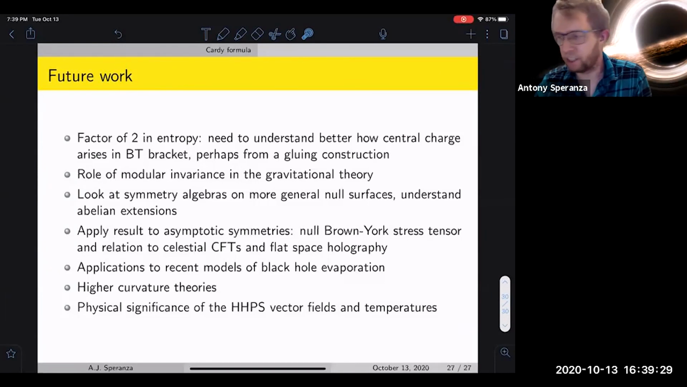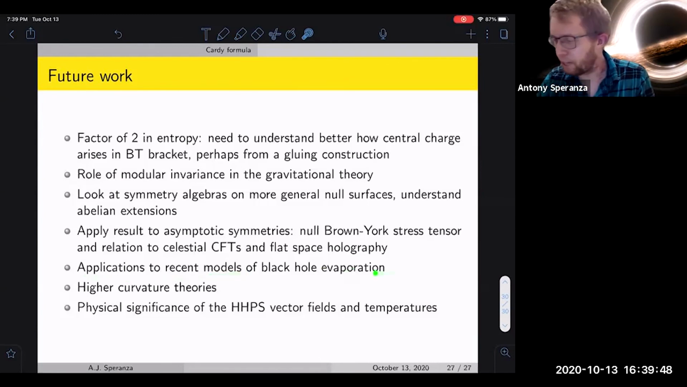Another thing that would be really interesting is to start looking at asymptotic symmetries, and this null Brown-York stress tensor, I think, would be a really interesting object in this work on celestial CFTs and flat space holography. So that would be kind of a neat thing to look into.